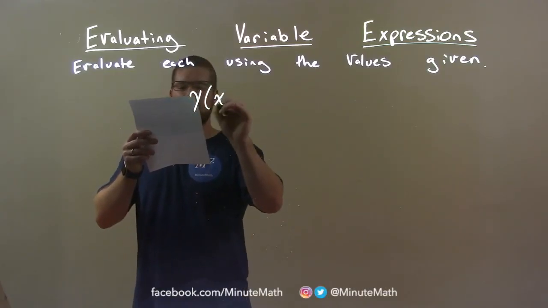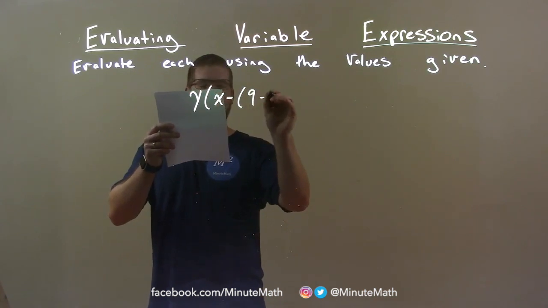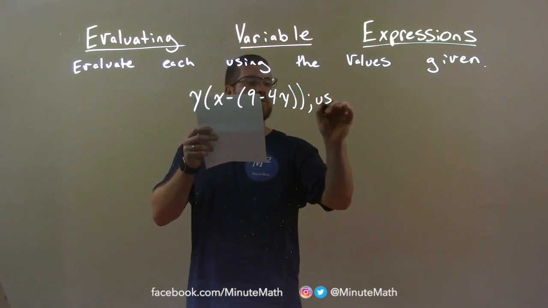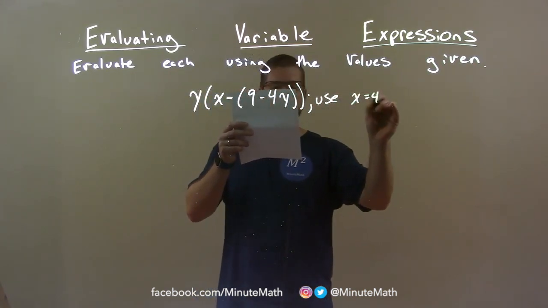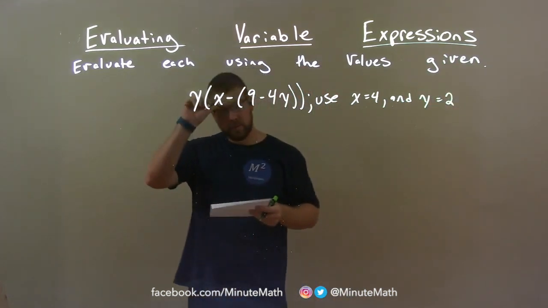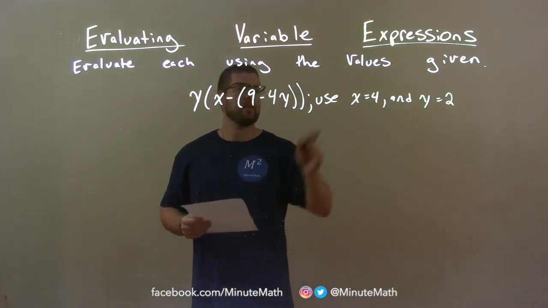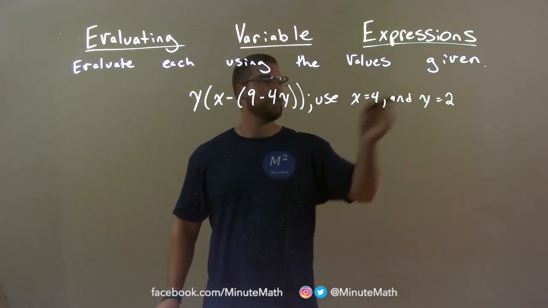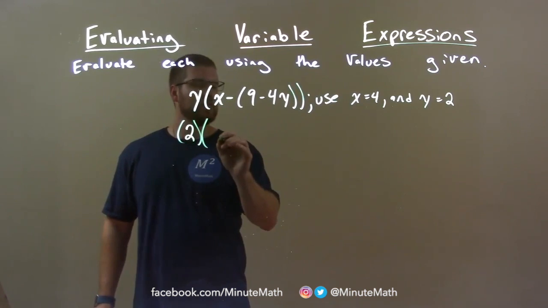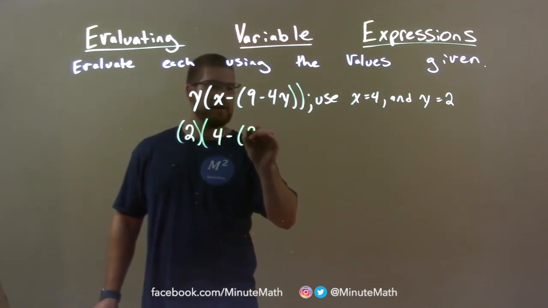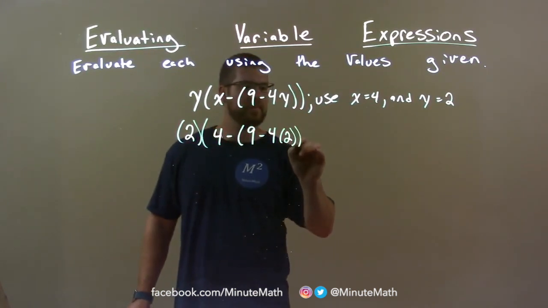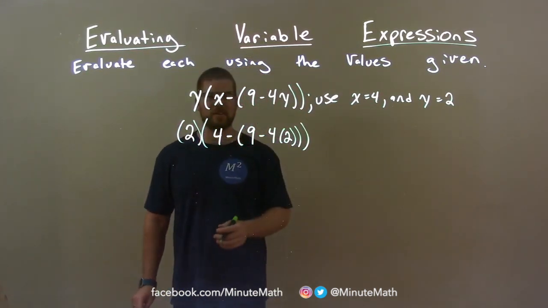Y times x minus 9 minus 4y, double parentheses, and we're using x to be 4 and y to be 2. All right. First step, let's go substitute our values. X for 4, y for 2. 2 for y out here. X is a 4 minus 9 minus 4 times that y, which is 2. All right, make sure you get all those parentheses in, all right?